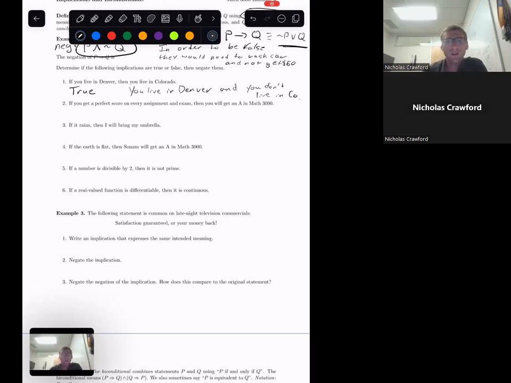All right, let's try number 3. If it rains, then I will bring my umbrella. So this could be true. For it to be false, I would need to not bring my umbrella on a day that it rained. So this could be true. All right, so let's negate it. It means that it rained and I didn't bring my umbrella.